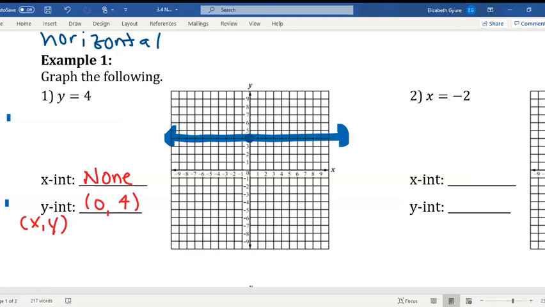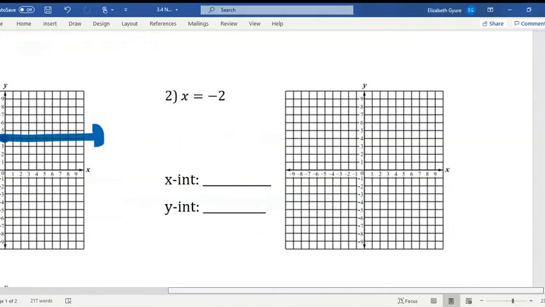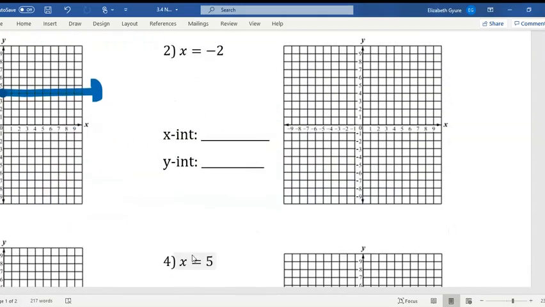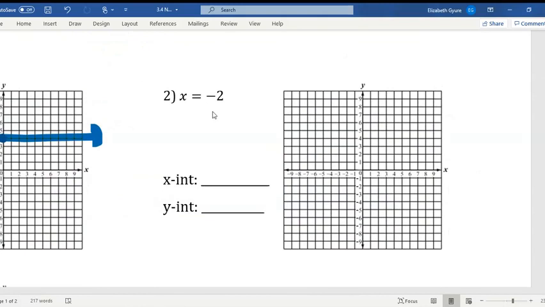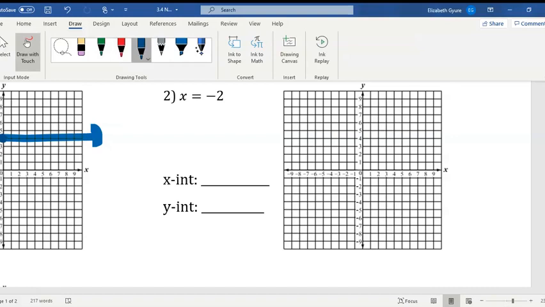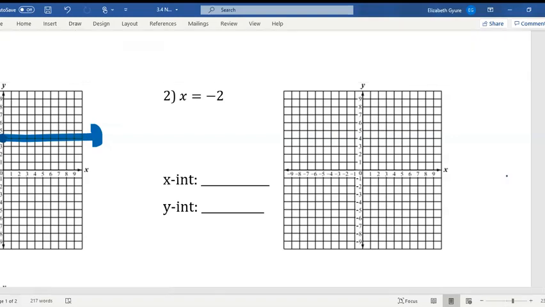All right, number 2, we got x equals -2. So this one, there's only an x, right? X equals -2. If you take a look at your x-axis, do you guys see the number -2 on it? Yeah, -2. Put a big dot at -2 on your x-axis, because that's what it says. X equals -2, so put a dot at -2.